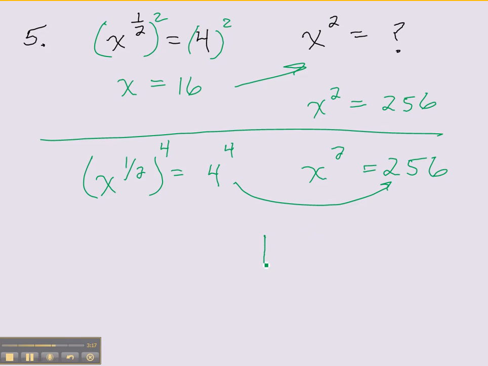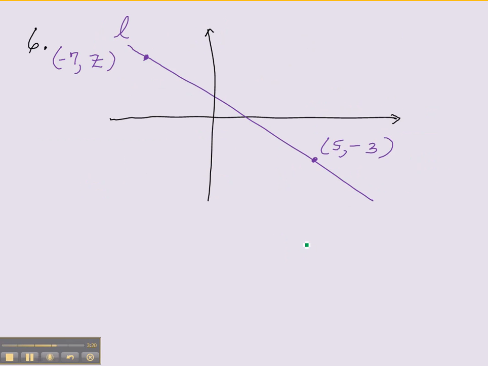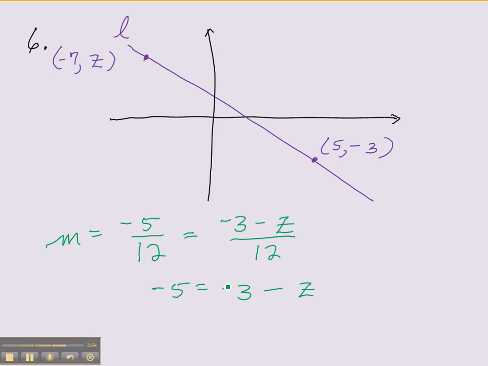Number 6, we have a line L, and we're told that the slope is negative 5/12. Well, the slope, which is negative 5/12, is equal to the vertical displacement, so negative 3 minus z, we'll just subtract those two, divided by the horizontal displacement, so 5 minus negative 7, that's a 12. Now, since both denominators are 12, negative 5 is equal to negative 3 minus z, so we add 3 to both sides. Looks like z is equal to 2. Answer choice D.